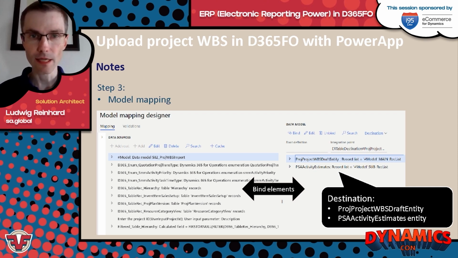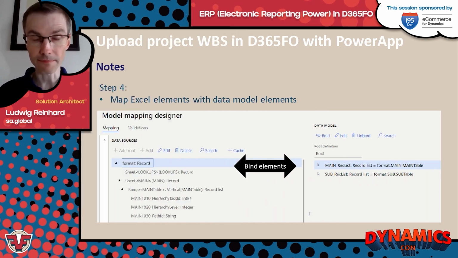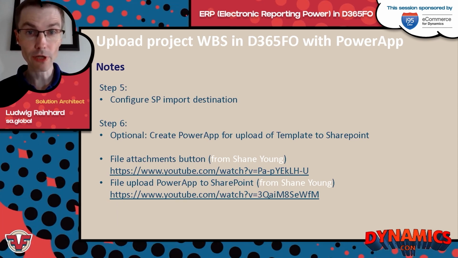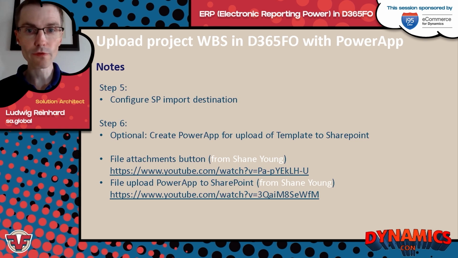The binding here is done in the same way as in the bank statement file. But the key difference between this import and the bank statement import is the SharePoint integration with the Power App. What I used for that purpose was created by Shane Young. He shared on his YouTube channel how you can upload files from any kind of library to a SharePoint document library that will then be grabbed by the electronic report and processed through electronic reporting. Please have a look at these two YouTube videos. They give you a really good insight of what's going on and how you can realize that.